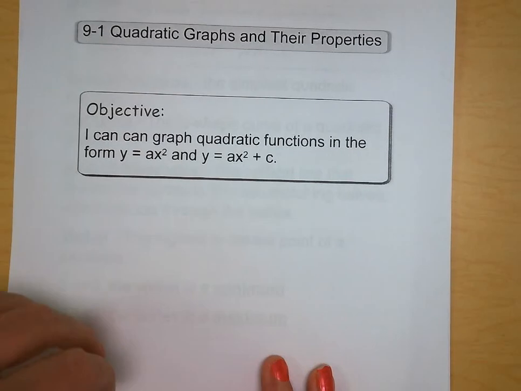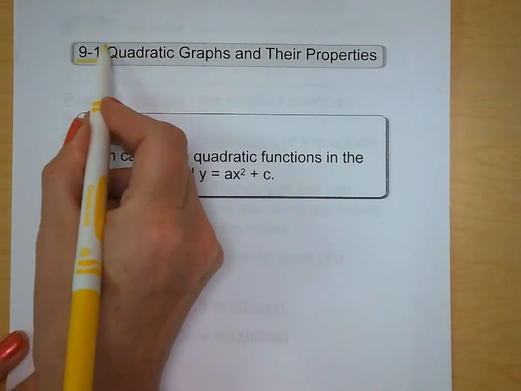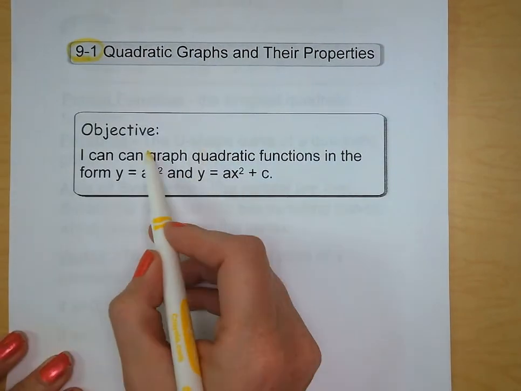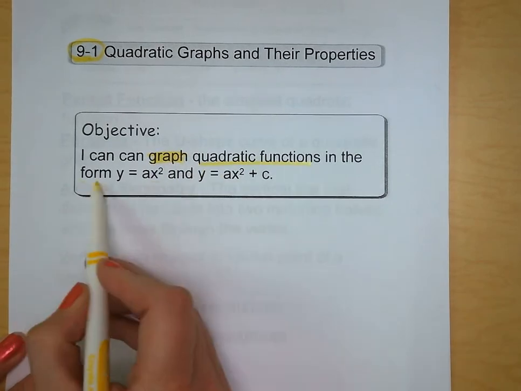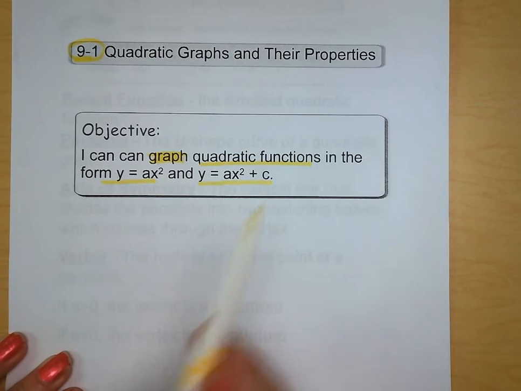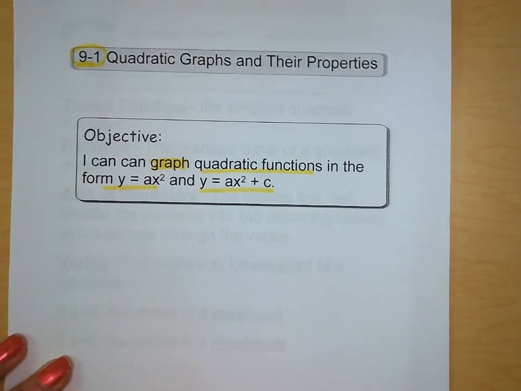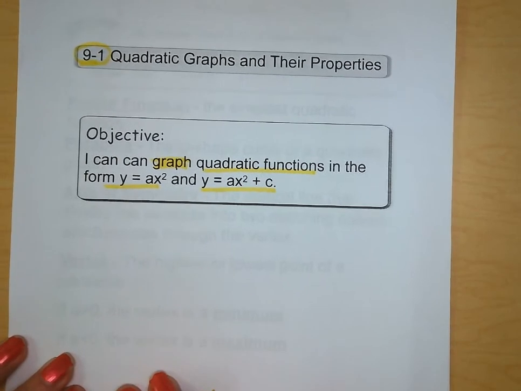Hi guys, welcome to lesson 9.1, quadratic graphs and their properties. Our objective for the day is to be able to graph quadratic functions in the form y equals x squared and y equals ax squared plus c. This chapter has a lot of information to digest, so you should be watching these videos more than once.